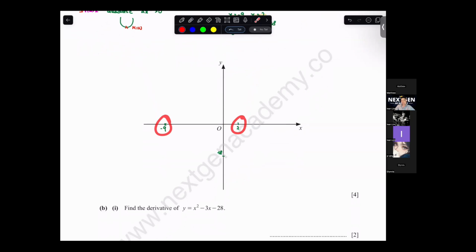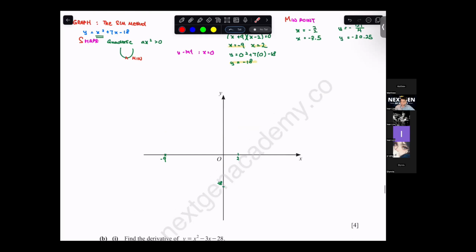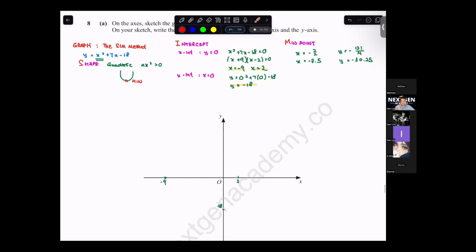So where is the middle of negative 9 and 2? You just type in your calculator, negative 9 plus 2 divided by 2. You get negative, how much? 3.5. Is it 3.5? 3.5, right? So yeah, this is what you need to go and find. Okay, got it?